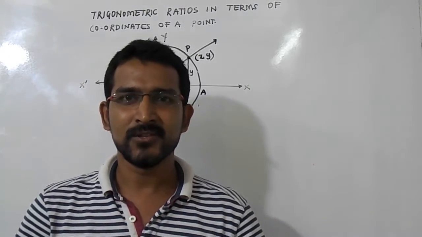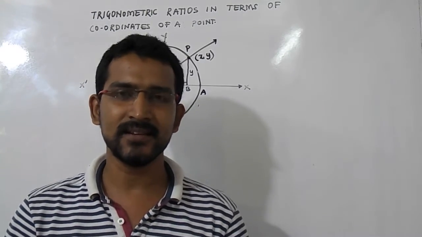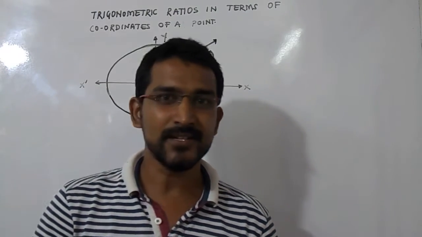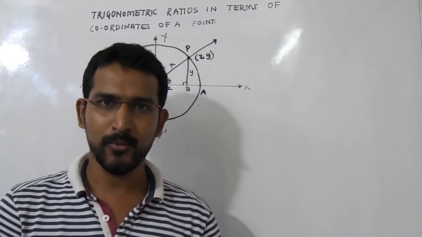Hello. So this is the third session of trigonometry. In the last two sessions we have seen the basics of trigonometry and the trigonometric table. Now in this session we are going to see the trigonometric ratios in terms of coordinates of a point.